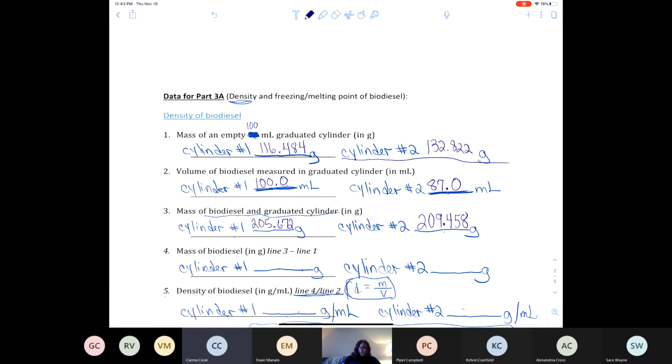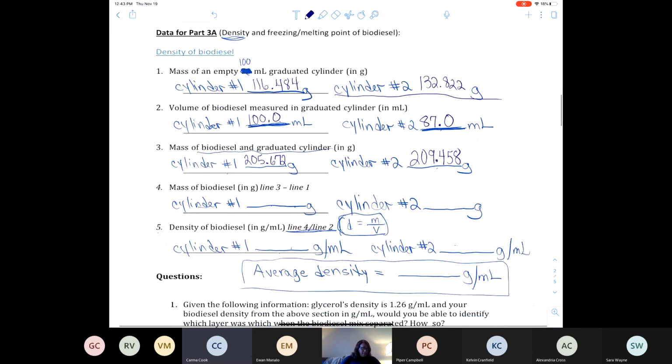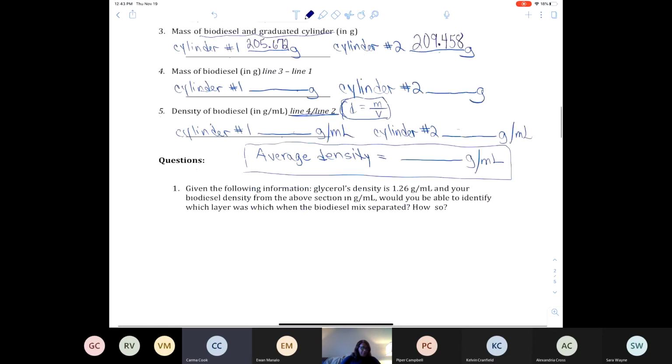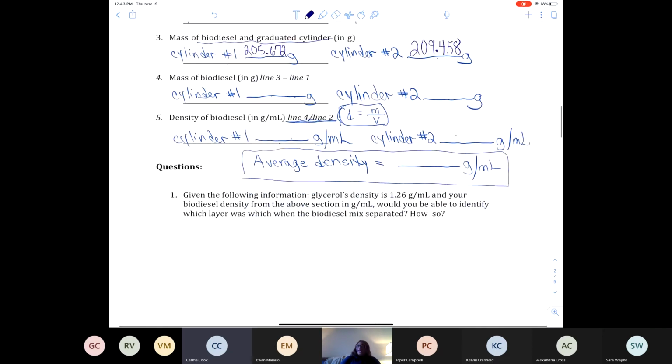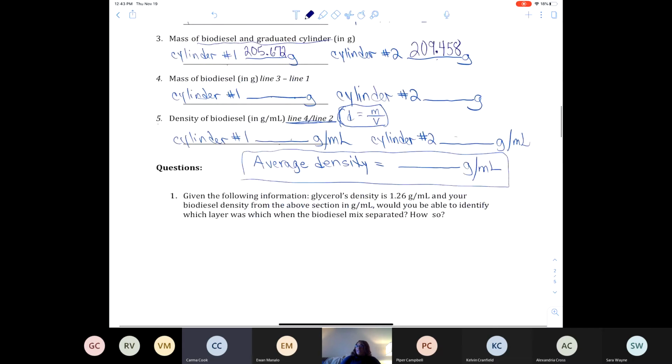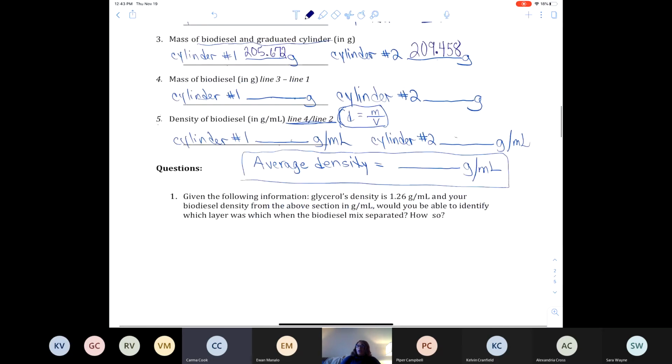Other things, spilling. If I spilled some of the biodiesel, just any little thing that you can think of as far as mistakes that could have been made while doing the procedure for determining the biodiesel. What if I didn't drain off all the glycerol?